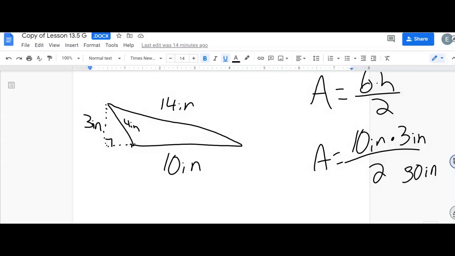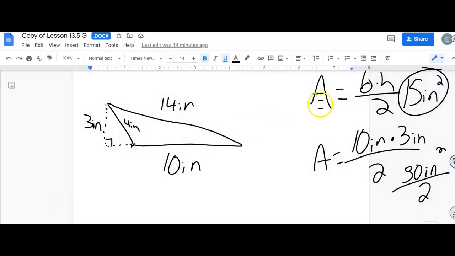Inches squared. I have to divide that by 2. What is the answer for the area of this triangle? Cole? 15 inches squared. Okay? Questions, comments, concerns? Okay, go ahead and turn your guiding notes back over.